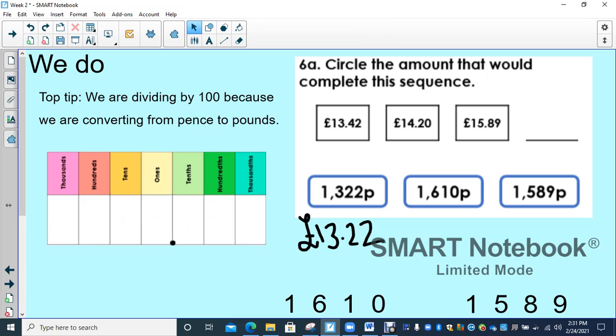Now I've got 1,610 pence. I'm converting from pence to pounds, so I'm dividing by 100 again. So I'm placing 1,610 onto my place value chart, and I am dividing by 100, so I'm moving 2 columns to the right. Count with me. 1 column to the right, 2 columns to the right. So I now know that with my decimal point, I've got £16.10.